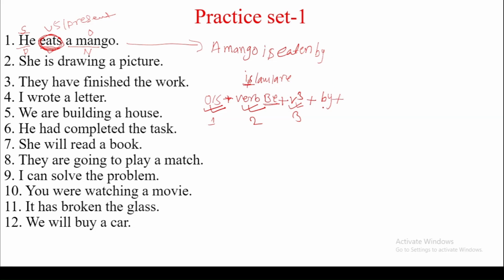Then the last step is we have to change the subject to object. So what is the subject? He. If we change he to object, it will be him. Him is the objective case of he. So the accurate answer will be: a mango is eaten by him.